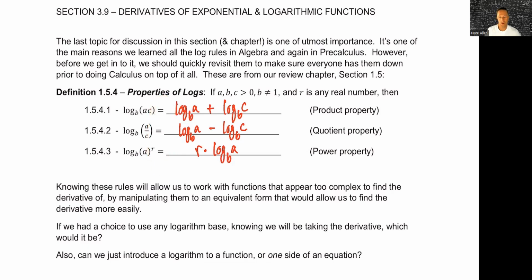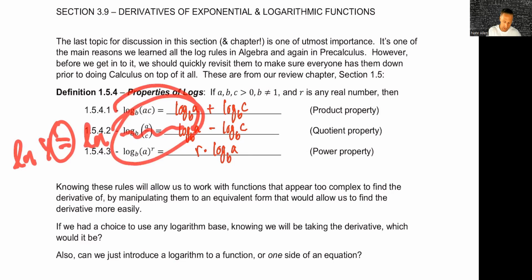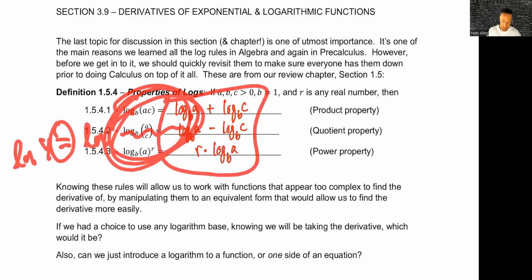But remember, we can always say that any one of these things is equal to whatever we want. If you're asking why, you're absolutely right. Now I'd have an equation and two sides. And now I can take the natural log of both sides and do what I want to do to this side to try to make it simpler.